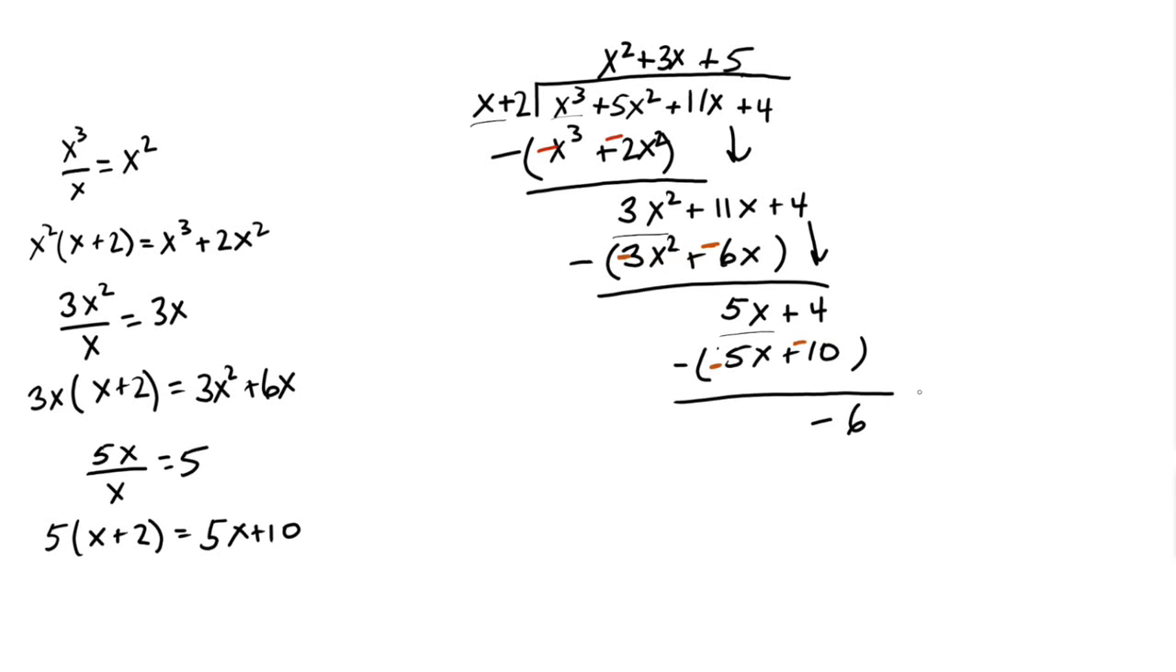Now I have nothing else to bring down, and I just want to confirm that this is as far as I have to go. So I take my term here, minus 6, and I divide it by x, and this I can't simplify. That means I'm done. But it also means I have a remainder. So when you have a remainder, just like you would with numbers, you take the remainder, put it over the divisor, and there's my answer.